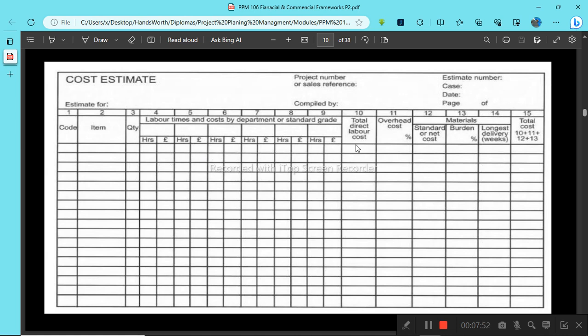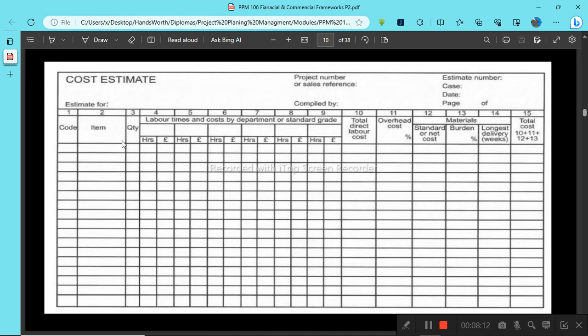And then once you are done indicating, at the end here, we have what is known as the total direct labor cost. Okay, so this is where you add and come up with the total cost that you are going to spend on labor under the given activity and item.